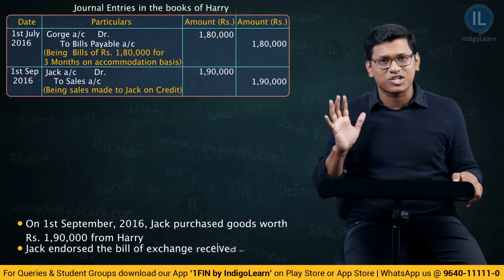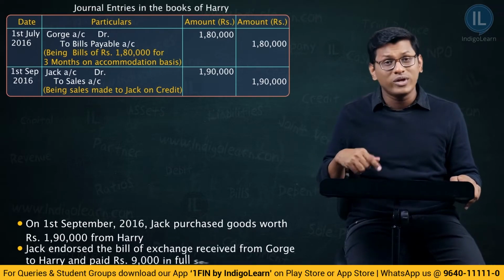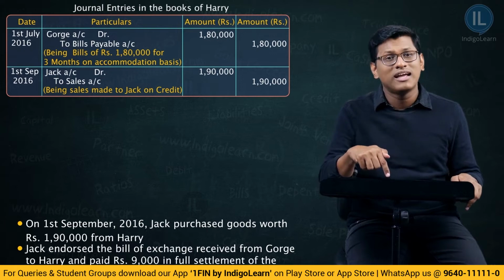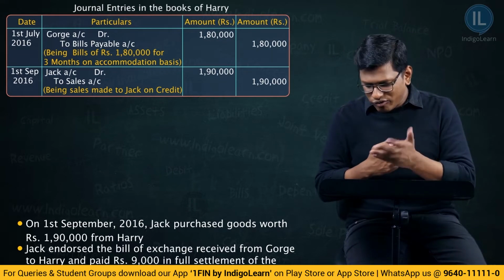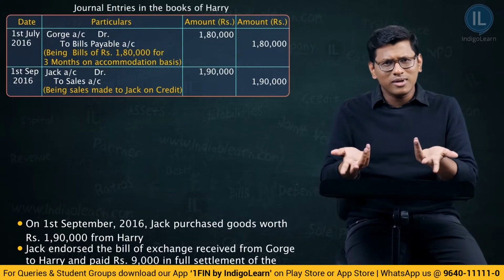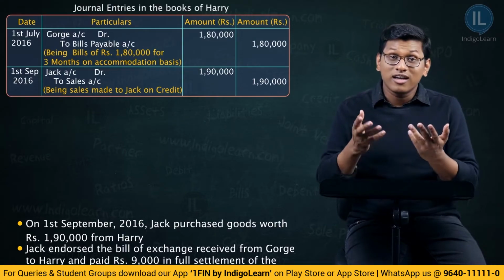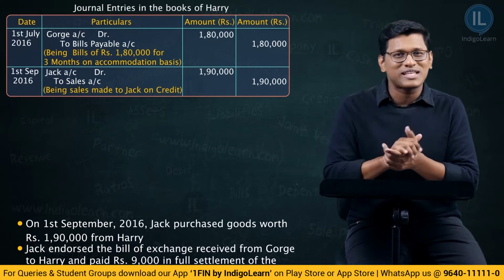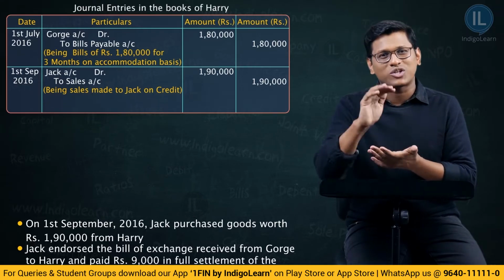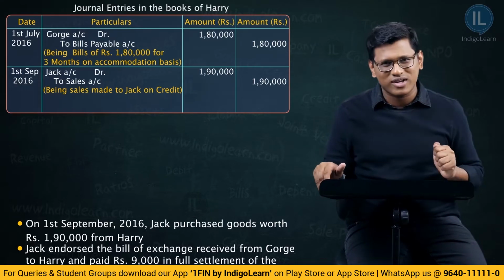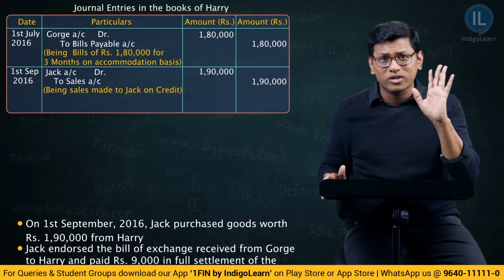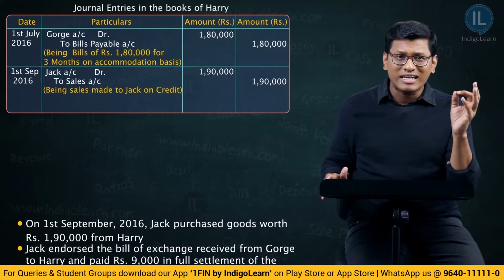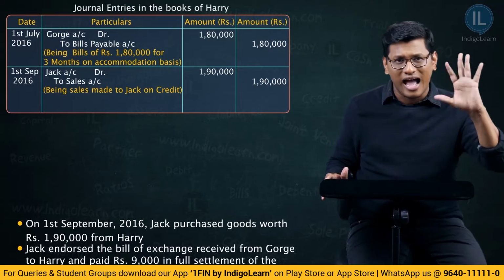The fifth transaction is this bill which Jack received from George. That bill Jack endorsed to Harry. Whatever is the value, the bill has been endorsed, but over and above that 9,000 rupees has been paid by Jack to Harry. How do you understand this transaction? Friends, please concentrate. 1,90,000 is the total purchase value between Jack and Harry.